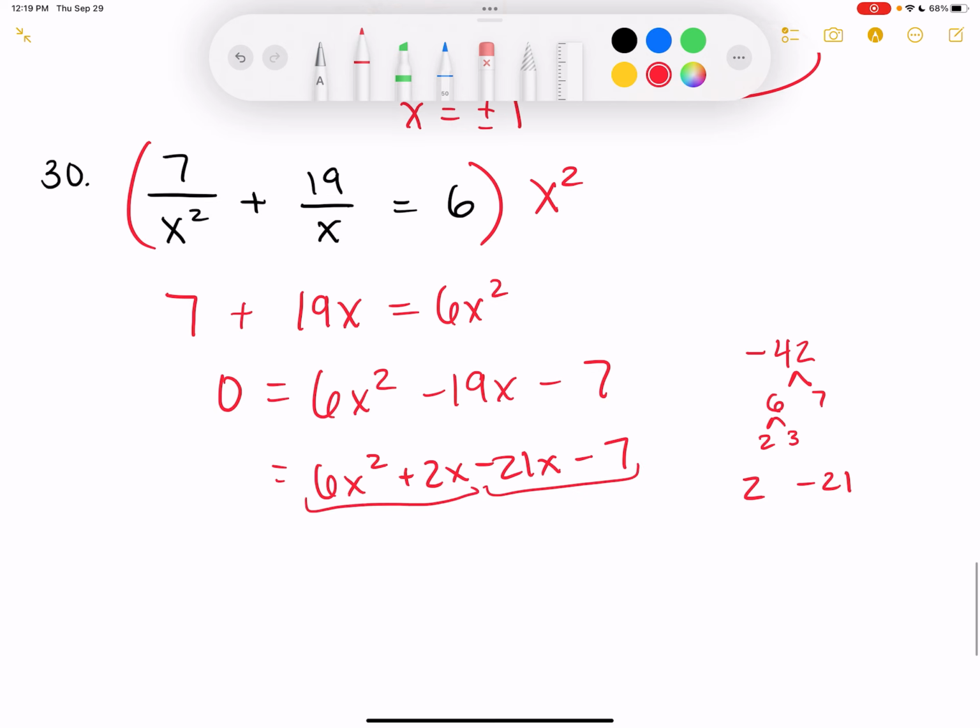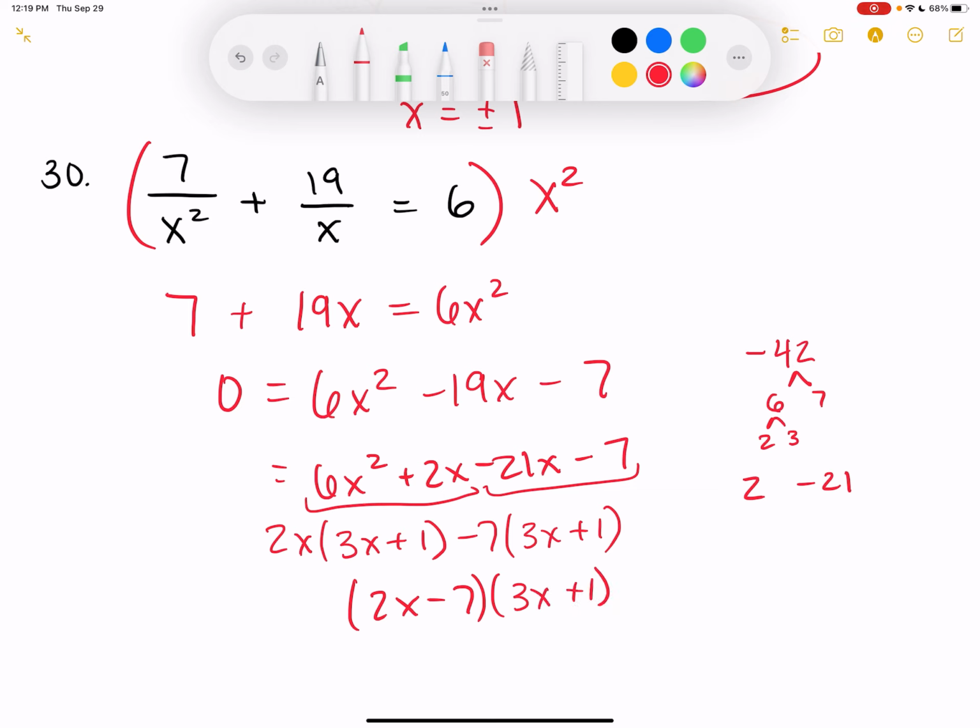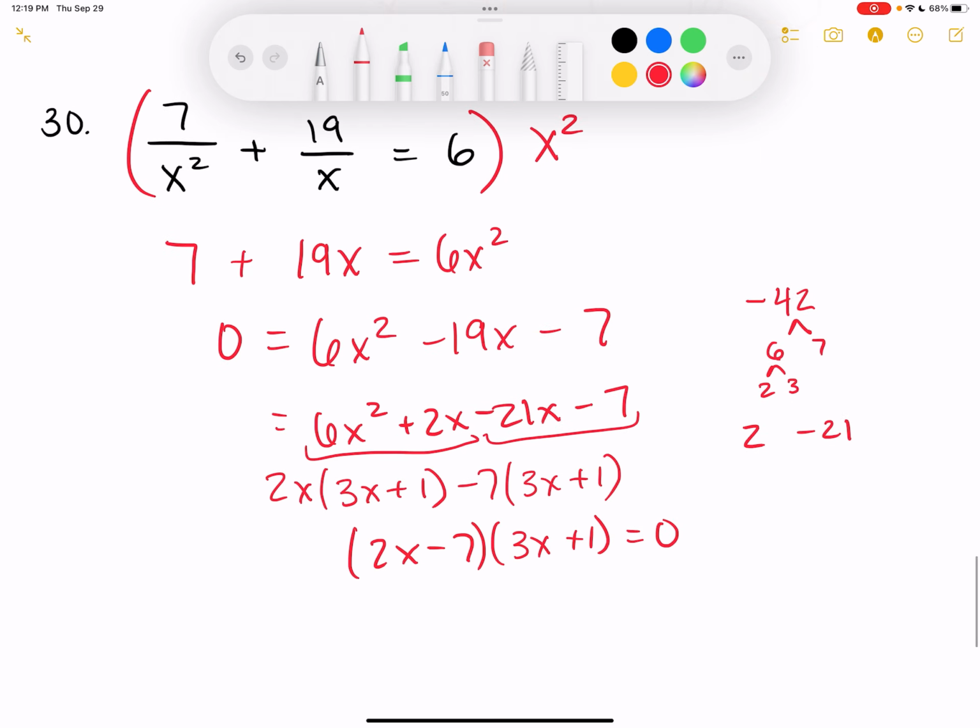I'm going to take out a 2x from the first one. That leaves me with 3x plus 1. I'm going to take out a negative 7 from the next one. That leaves me with 3x plus 1. So I have 2x minus 7 times 3x plus 1 equals 0. Set each one to 0. Oh, one of them's going to be a fraction. Darn it, they're both going to be fractions.